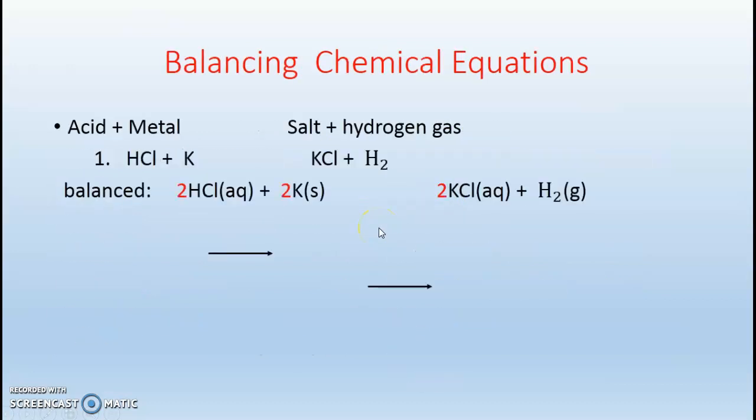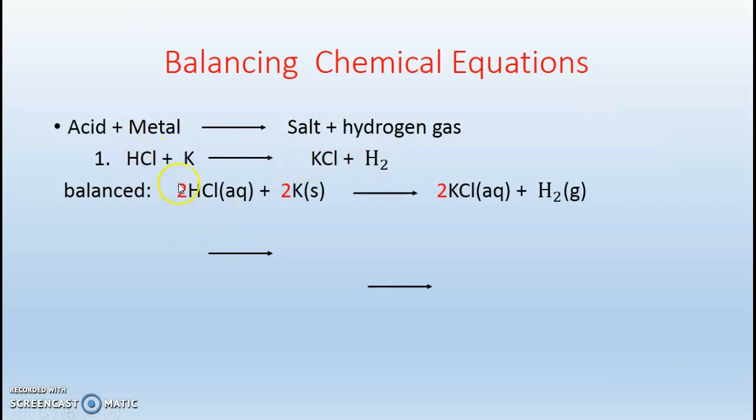So let's go and look at the first one, acid plus a metal. Whenever acid and a metal react, I've told you that we are going to form salt and hydrogen gas. So these are some examples. I have HCl combining with potassium to form the salt, potassium chloride, and then hydrogen gas will be released. Now, is the equation balanced? Let's check. Hydrogen is 1 here, but over here is 2.